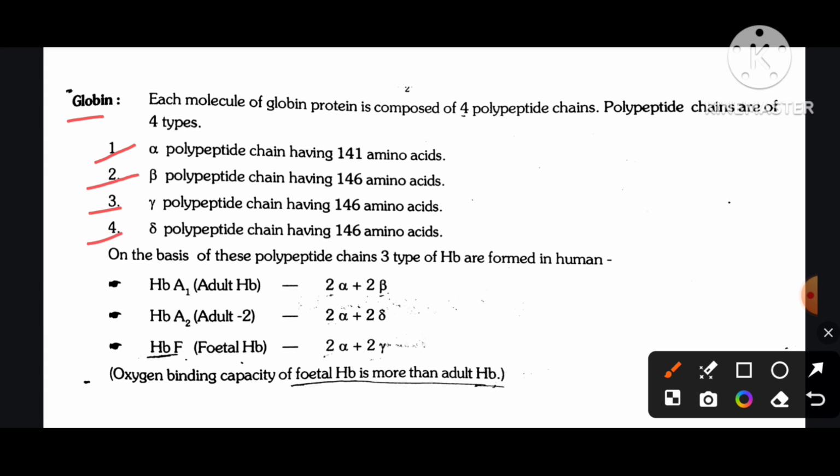On the basis of these polypeptide chains, 3 types of hemoglobin are formed in human. Hemoglobin A1, adult hemoglobin: 2 alpha plus 2 beta. Hemoglobin A2, adult: 2 alpha plus 2 delta. Hemoglobin F, fetal hemoglobin: 2 alpha plus 2 gamma. Oxygen binding capacity of fetal hemoglobin is more than adult hemoglobin.